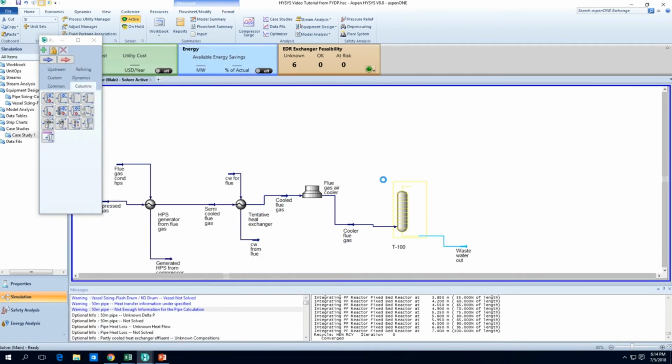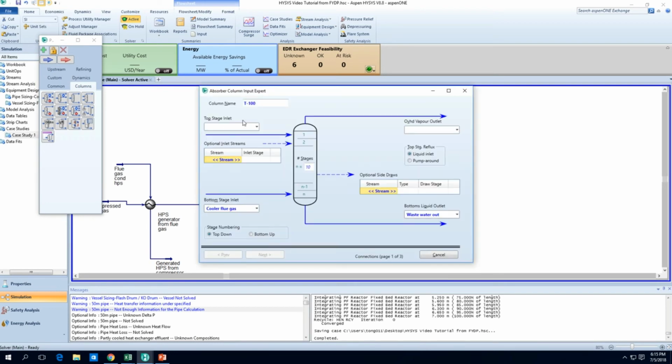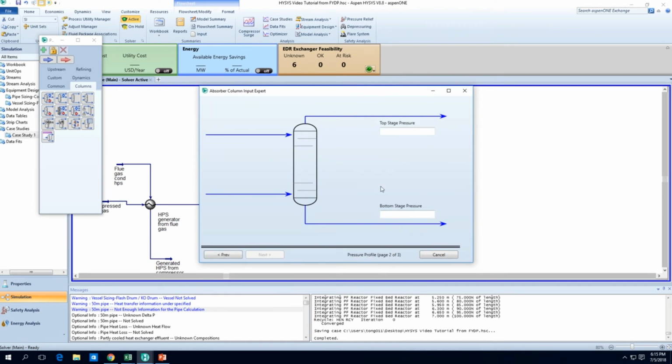Then let's wash this flue gas using water. So let's just call this water in. Okay, water in, and the overhead vapor outlet will be washed flue gas. So let's go next. Top stage pressure. So what should it be?